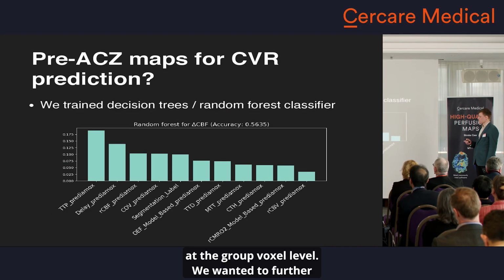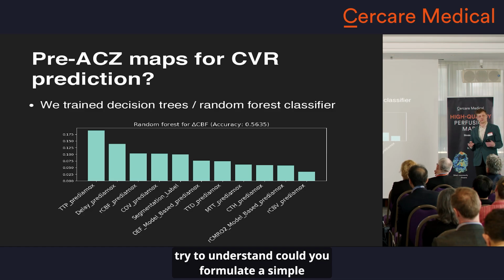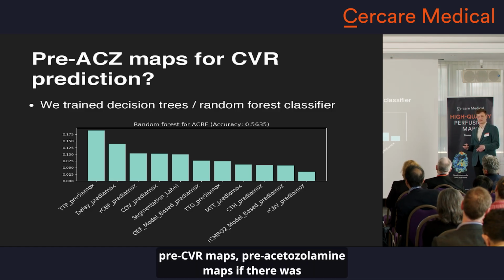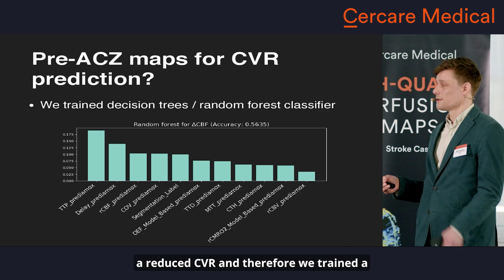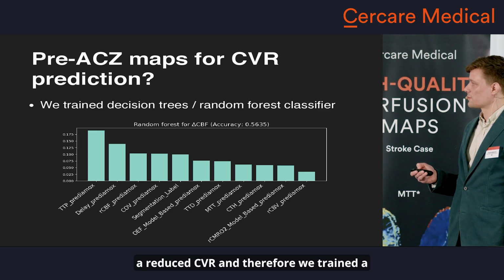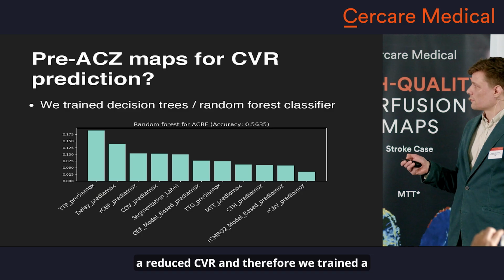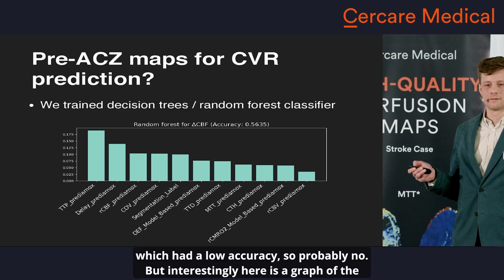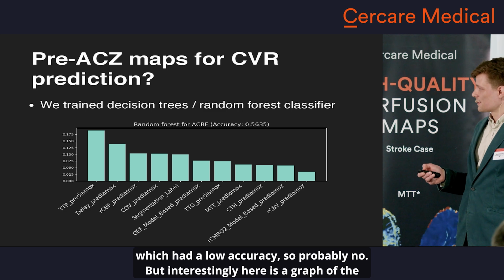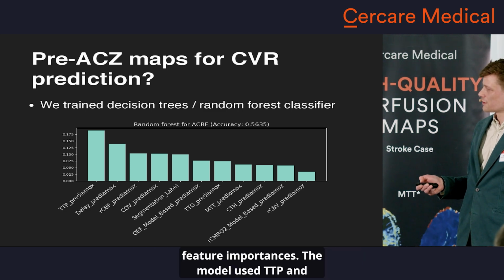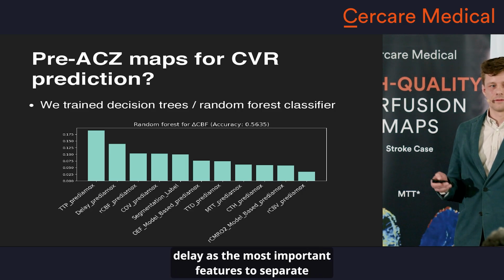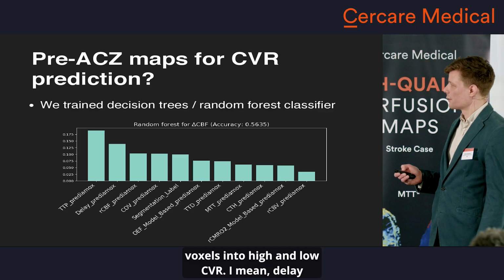So we wanted to further try to understand, could you formulate a simple decision rule to decide, based on the pre-CVR maps, pre-acetazolamide maps, if there was a reduced CVR? And therefore we trained a random forest classifier, which had a low accuracy, so probably no. But interestingly, here is a graph of the feature importances. The model used TTP and delay as the most important features to separate voxels into high and low CVR.